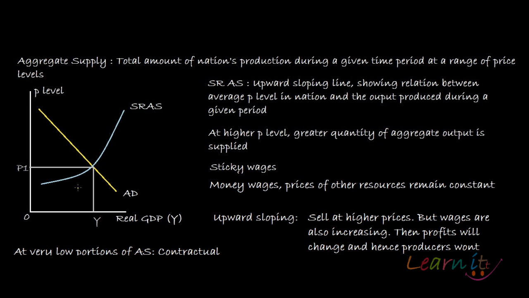Let us look at the upward sloping portion of the AS curve. It shows more aggregate output is produced at higher price levels. It is showing the relation between the average price level and the aggregate output in an economy. The question is, why is it upward sloping? This upward sloping portion of the AS curve is based on the assumption of sticky wages.